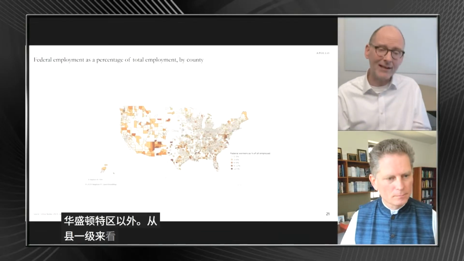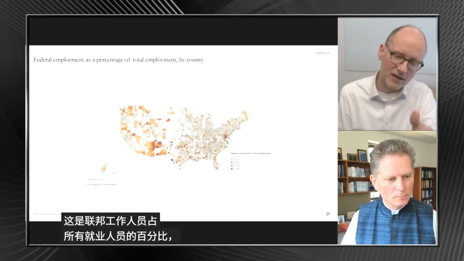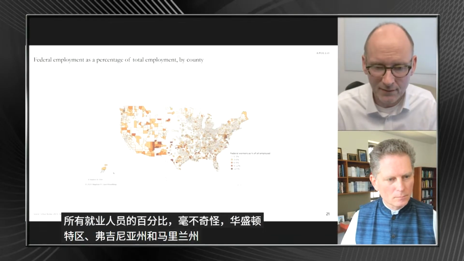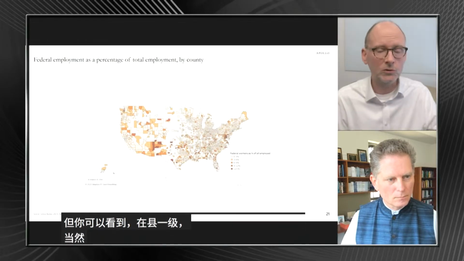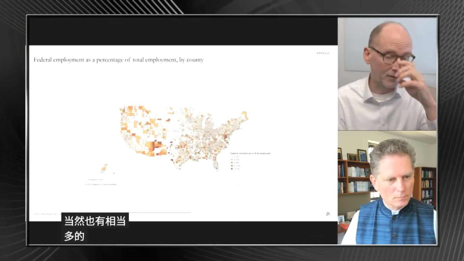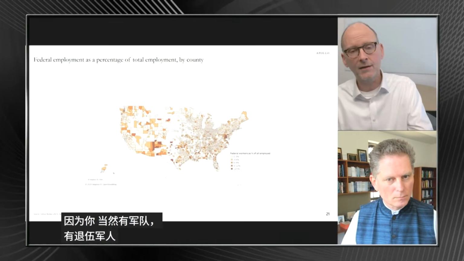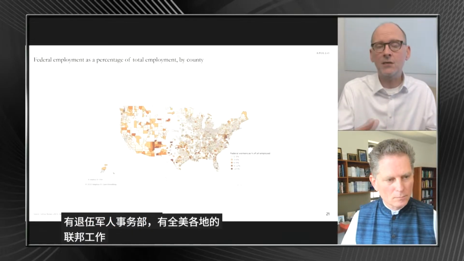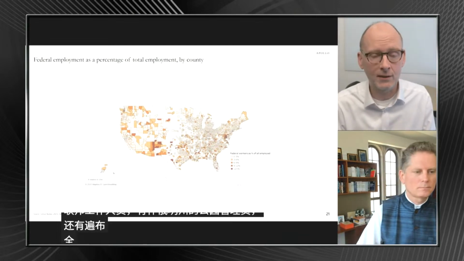And when you look at this at the county level, this is federal workers as a percentage of everyone employed, not surprisingly, it is very red in the DC, Virginia, and Maryland area. But you can see at the county level, of course, you also have a fairly significant amount of federal workers because you have military, you have VA, you have across the board your park ranger in Wyoming, federal workers across the board that, of course, are living across the country.